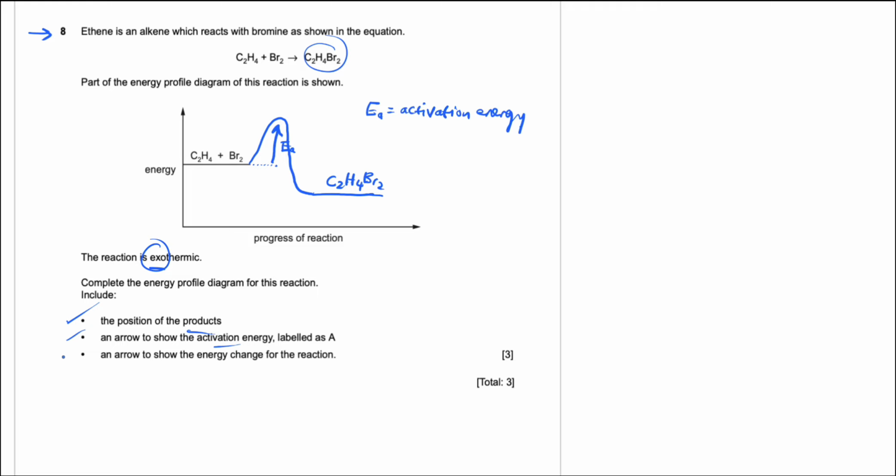And also he's asking for an arrow to show the energy change of the reaction, delta H. Remember, delta H goes from the level of the reactants to the level of the products. You just make an extension to the level of the products and then move from reactants to products, and the arrow has to point downward, and that's delta H. And tell him that delta H in that diagram represents the energy change of the reaction.